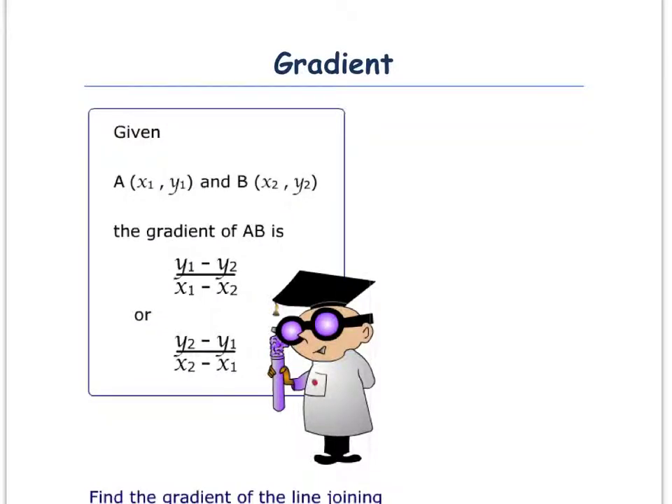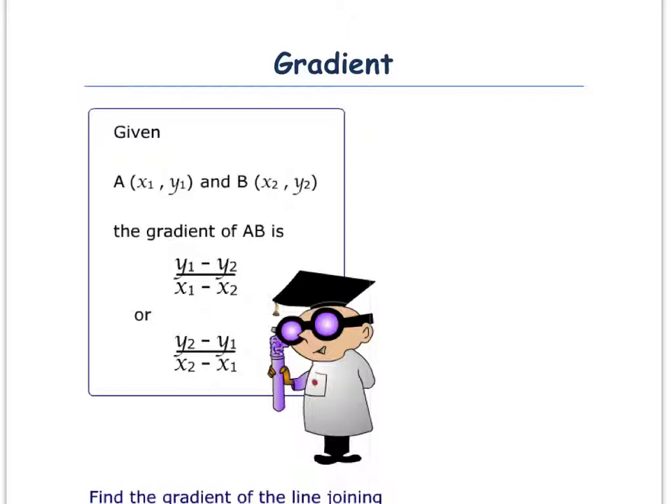So gradient. Gradient is how steep the line is. Okay, and you've done this before in your GCSE. Basically, the higher the gradient, the steeper the line. The lower the gradient, the less steep. So a gradient of 4 is going to be steeper than a gradient of 0.5. And you can also have negative gradients.